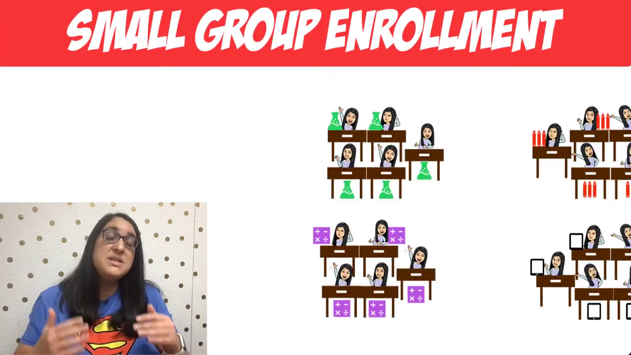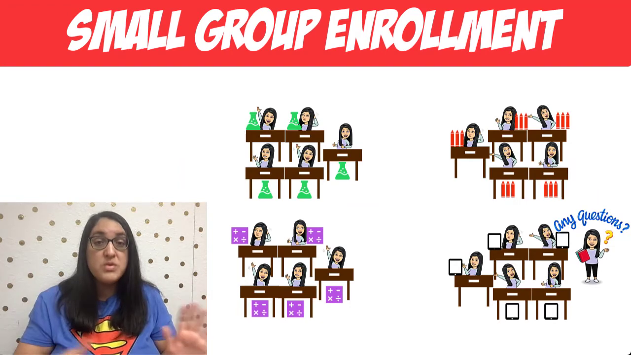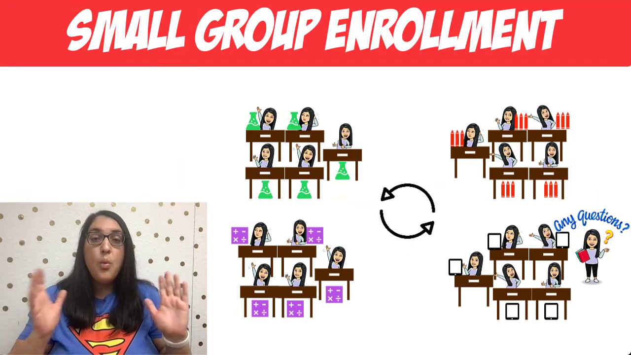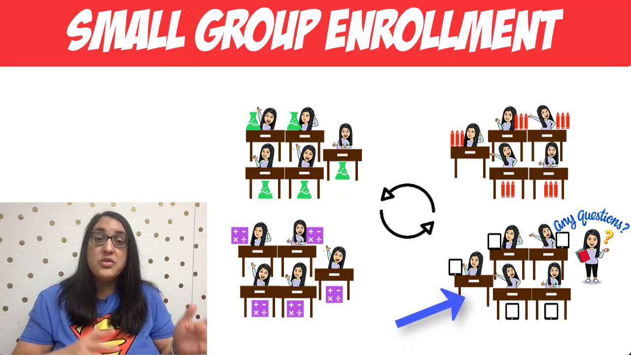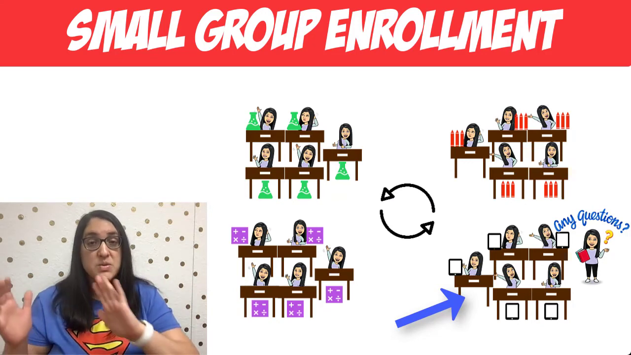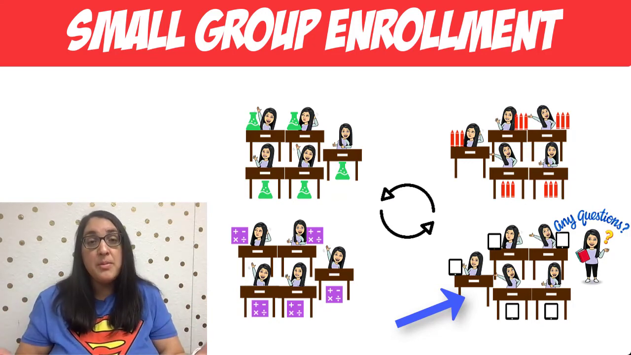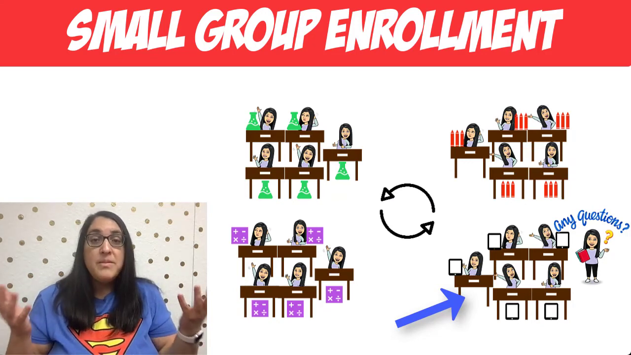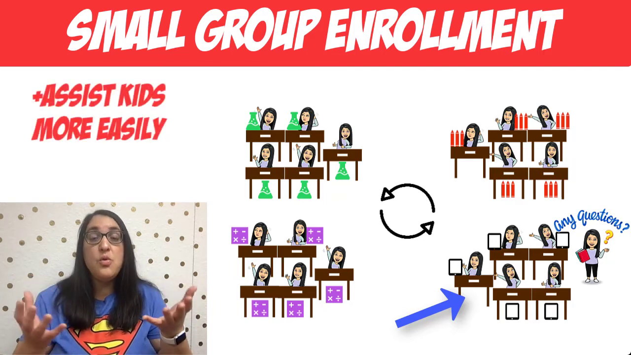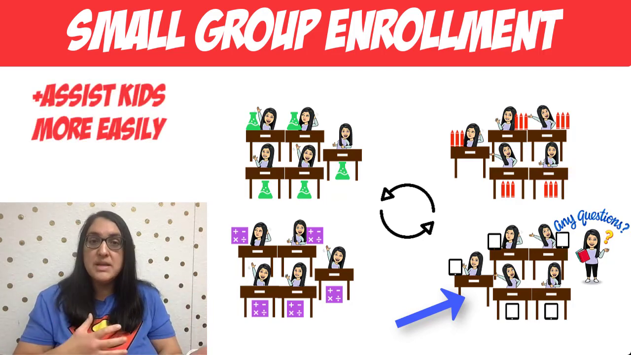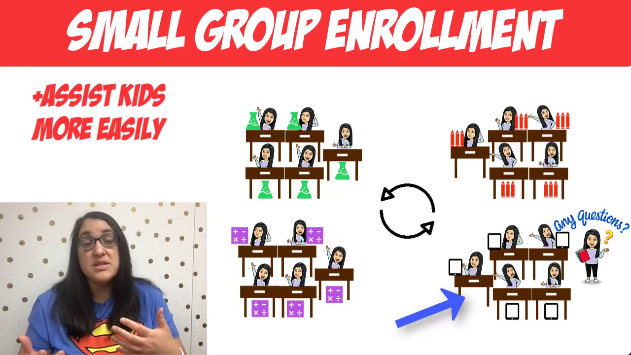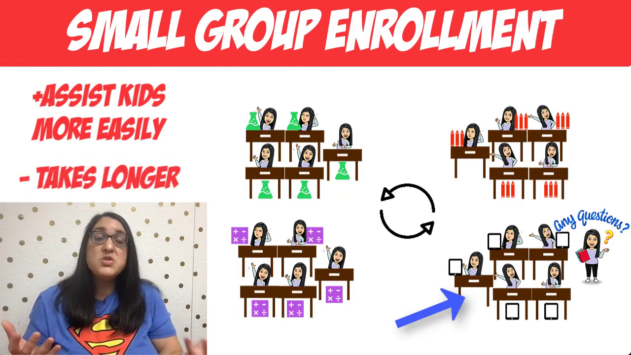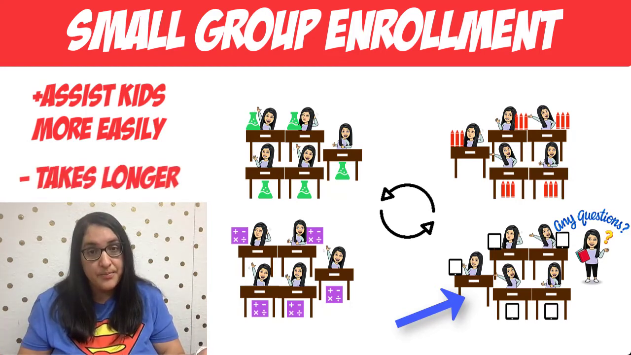Another option is small group enrollment, where students rotate through centers in the classroom, one of which is teacher-led, where students go through the enrollment process with the teacher, who is there to help them if they need a little extra support. This method works really well if you want to assist individual students more easily. The only drawback, of course, is that the process takes longer because you're working with less kids at a time.